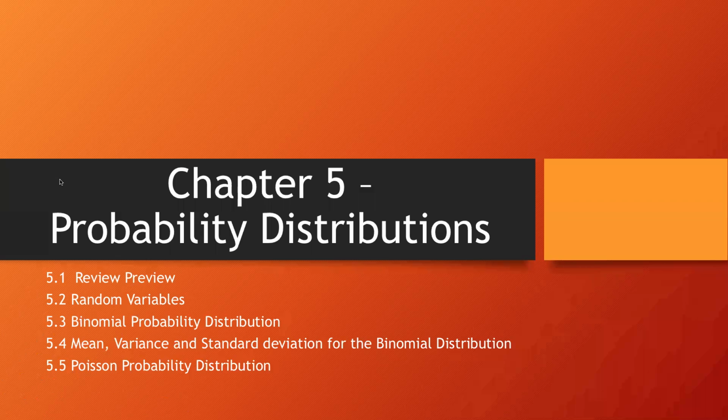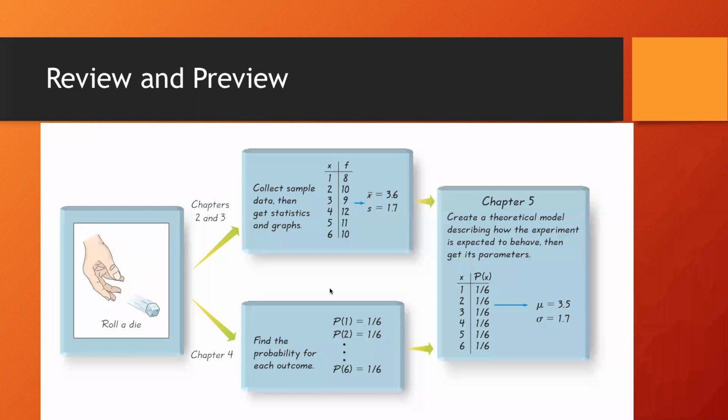All right, here's chapter 5, probability distributions. First, again, we'll just review and preview what we're going to do. We'll do random variables in 5.2. We'll talk about binomial probability distributions in 5.3. In 5.4, we'll do mean, variance, and standard deviation for the binomial distribution. And in 5.5, we'll talk about the Poisson probability distribution. So this is a review of what we've done before and where it's going to take us in the future.